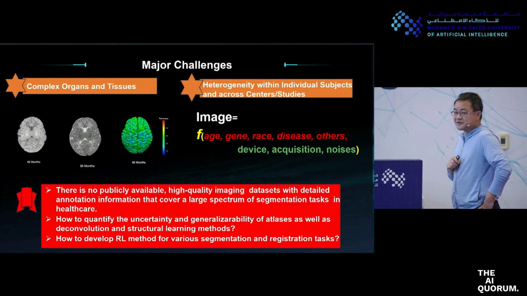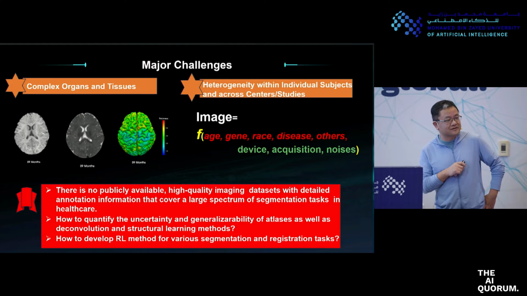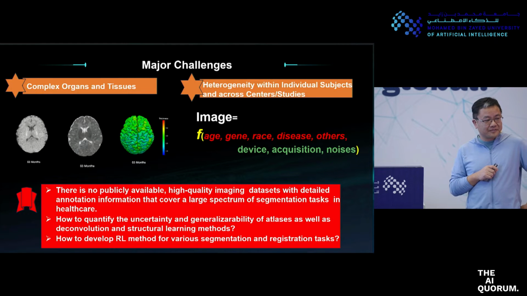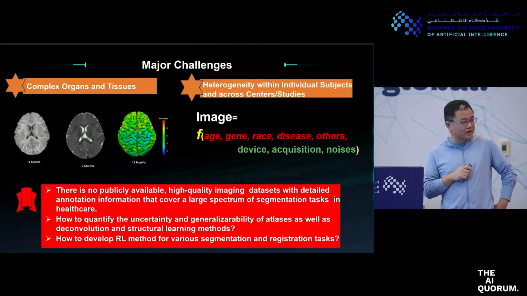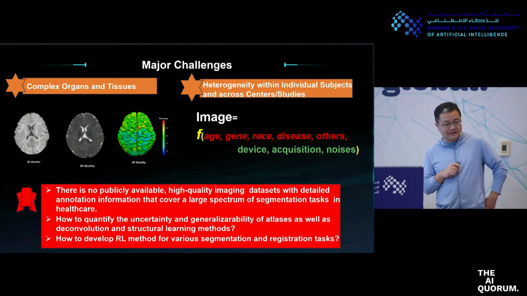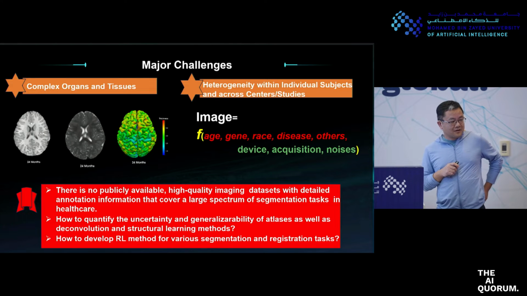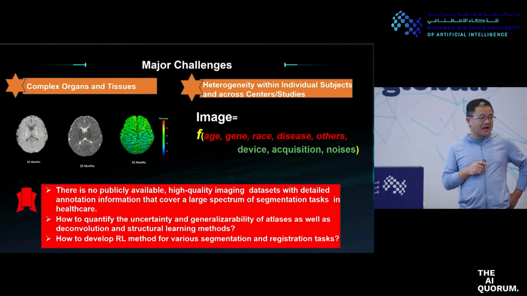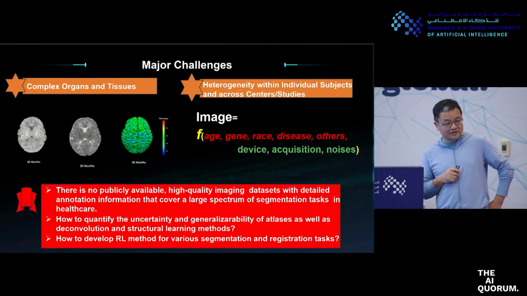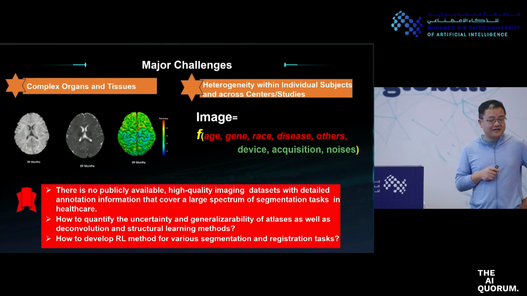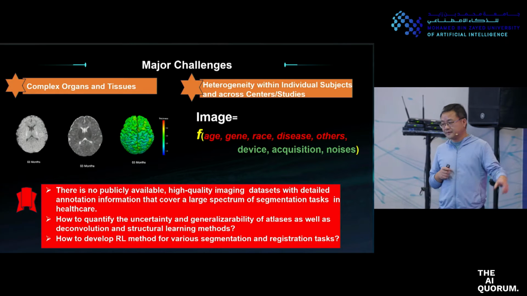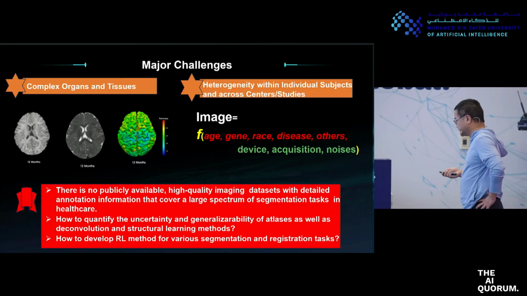And from a statistical perspective, there's the question of how to quantify the uncertainties and generalizability of the atlases, as well as deconvolution and structured learning methods. And another thing that is very interesting is how to develop reinforcement learning methods for various segmentation and regression tasks. And I think the key bottleneck is still the first part, okay, the data size, the data set.